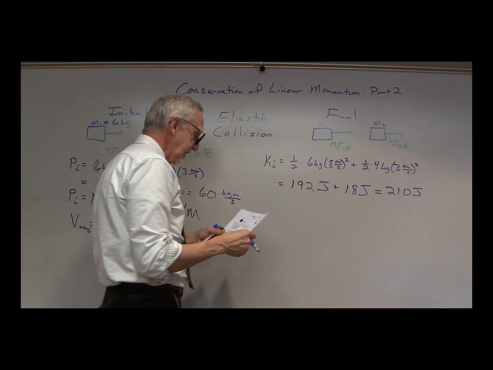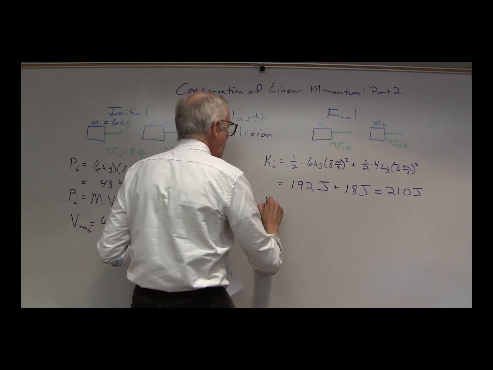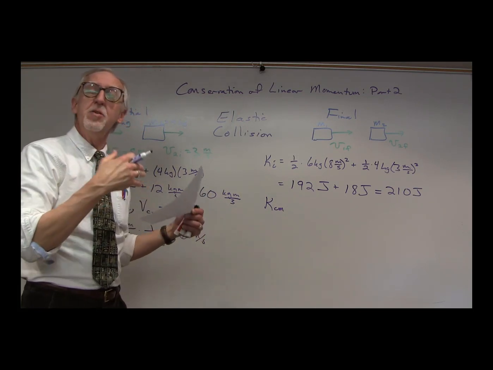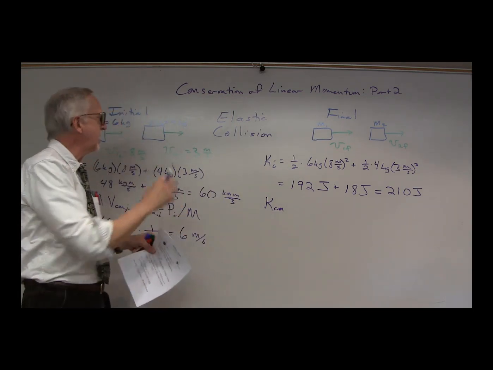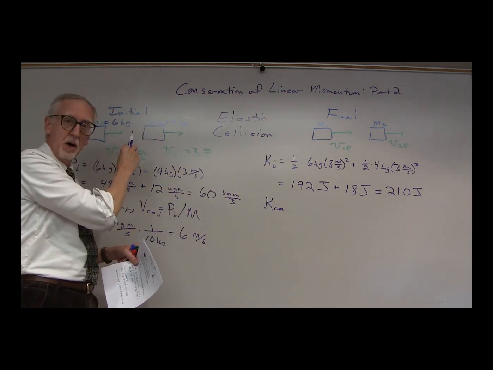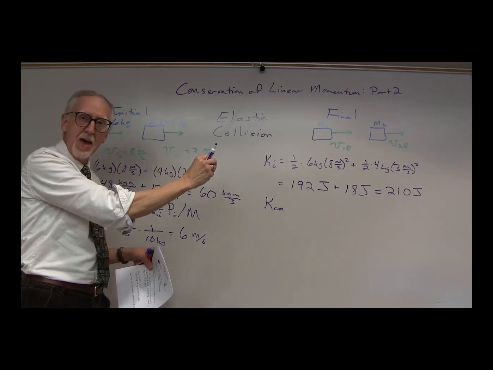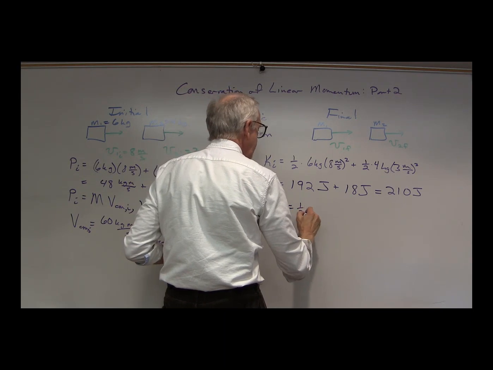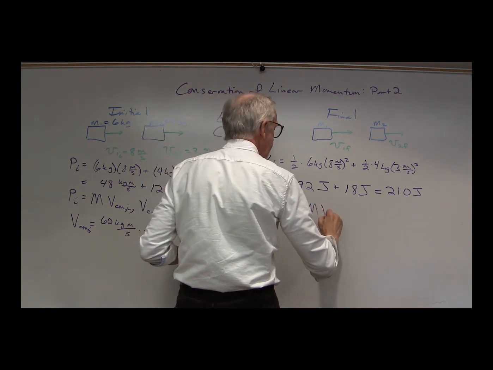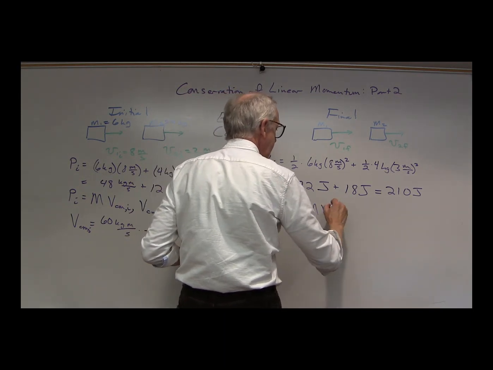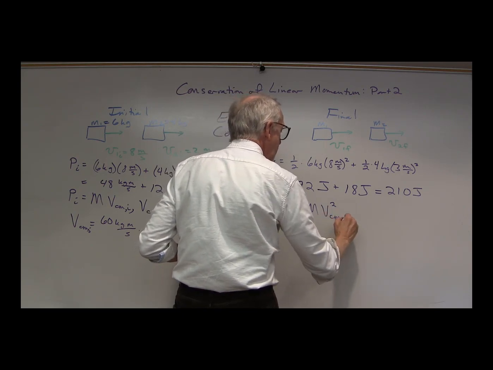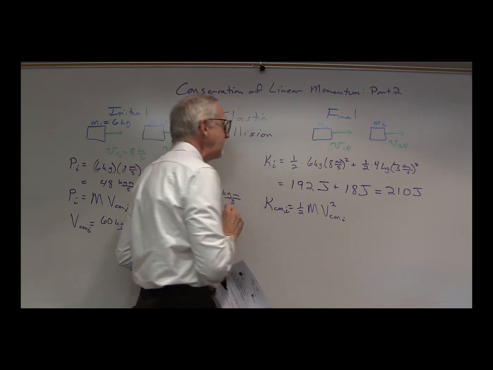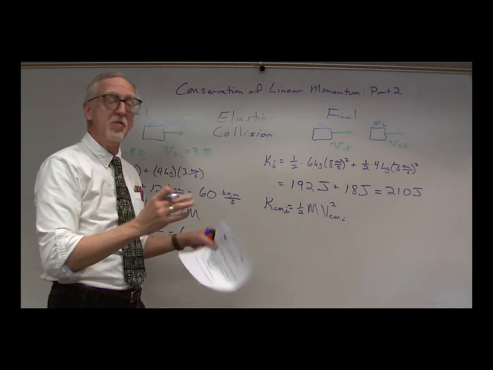But what I want to do is take a look at one more thing. I want to look at what is the kinetic energy of the motion of the center of mass. So thinking of the entire system in terms of the motion of its center of mass, let's figure out what that is. That's going to be 1/2 times the total mass times the velocity of the center of mass squared, and we're going to use the initial velocity of the center of mass, so this will be the initial kinetic energy of the center of mass.